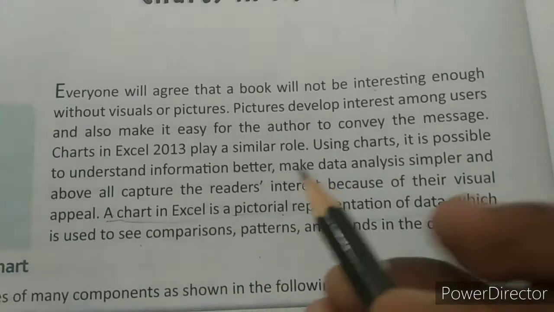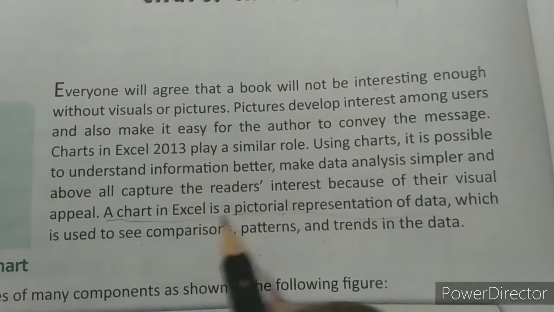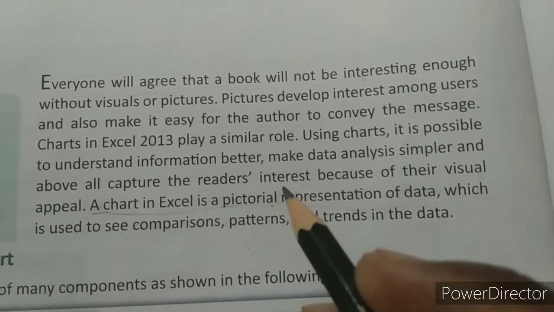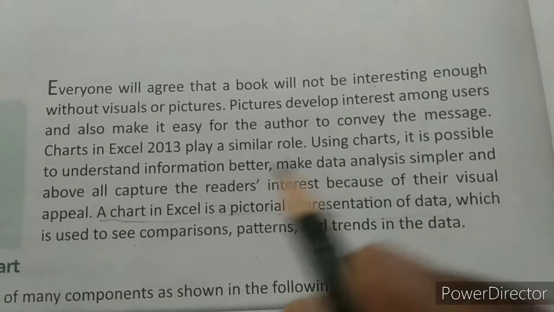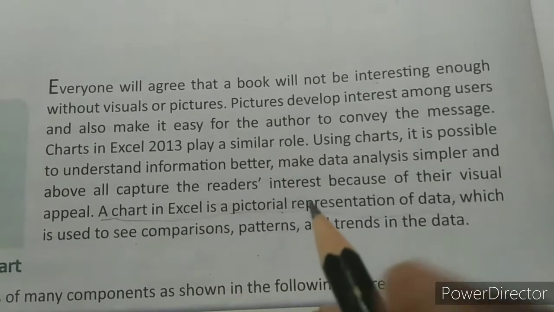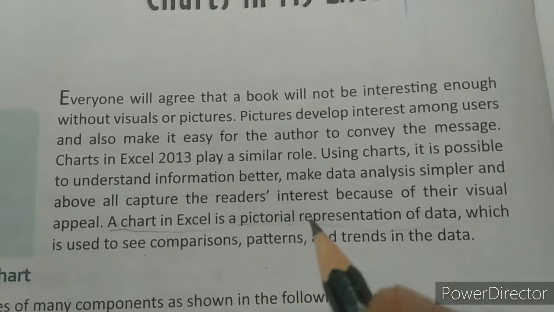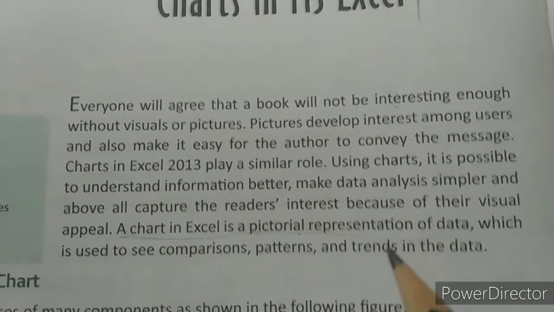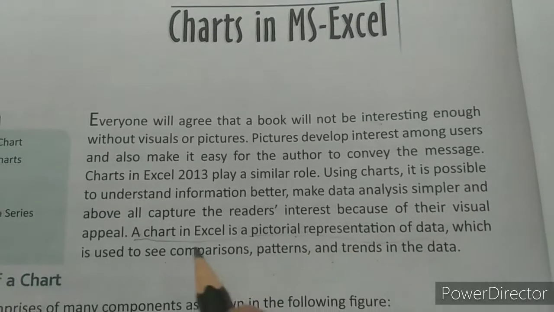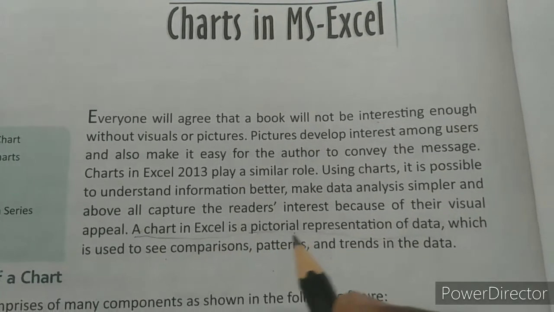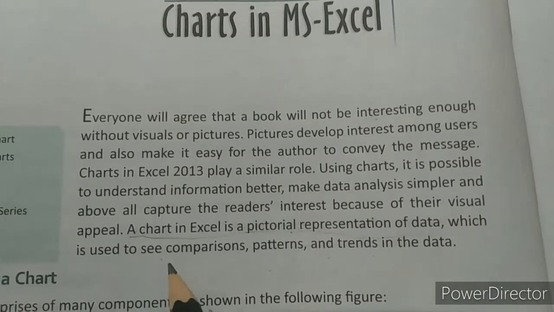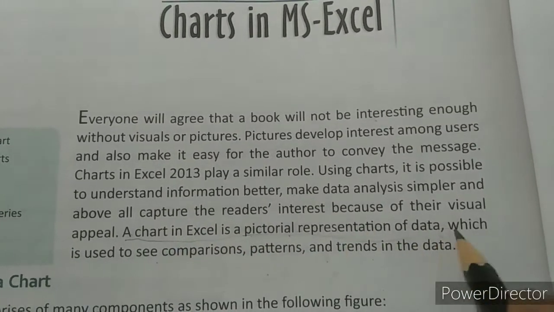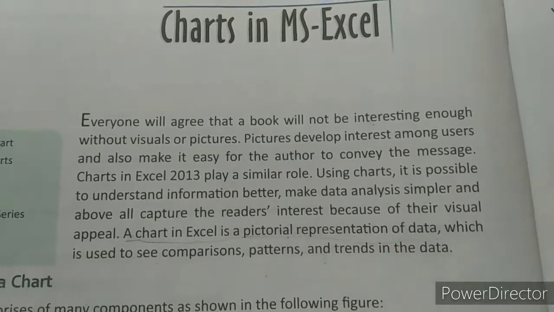It means a chart is a graphical representation of data, right? That attracts persons to read the chart, to see the chart, and by these charts we can simply analyze the performance or the data. So a chart in Excel is a pictorial representation of data which is used to see comparison, patterns and trends in data. You can write this definition: pictorial representation of data is known as a chart.